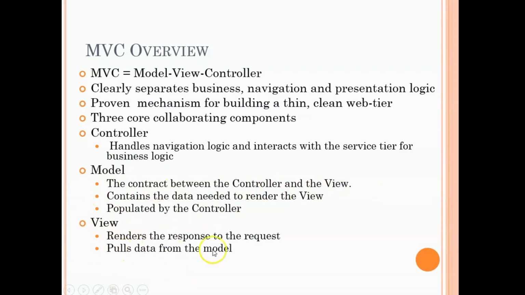As far as the view is concerned, it renders the response to the request and it pulls this data from the model. So the model carries that data to the UI. The view pulls that data from the model and shows it on the appropriate UI controls. Okay, so that's what it does, right? So these are the three important terms: model, view, and controller.